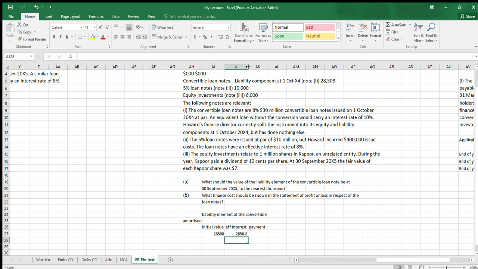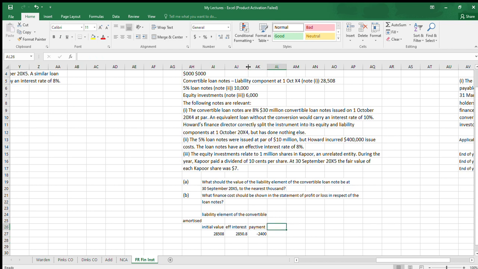Now we have our payment. I said it earlier on, our payment is always the 8% times the 30 million. So our 8% multiplying 30,000. Trace the rows upwards. It's supposed to be negative. So negative 8% multiplying 30,000, we have our negative 2,400.